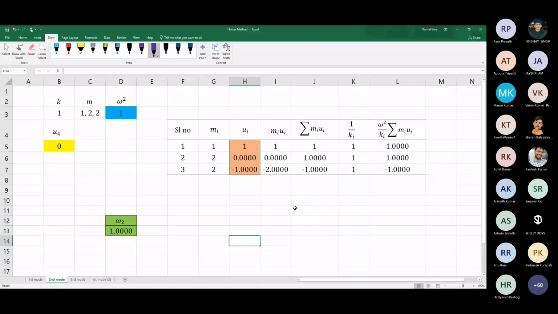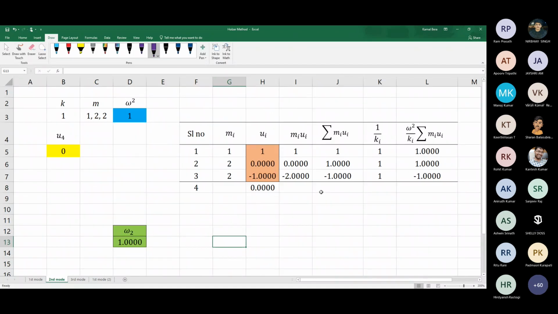I don't know what has happened here. What is this? This minus this. So this should be this minus this. X4 is 0. So you see, similarly, for the second mode I have done this. This is visible to you, right? Oh, before, I have written it here. Okay, sorry.